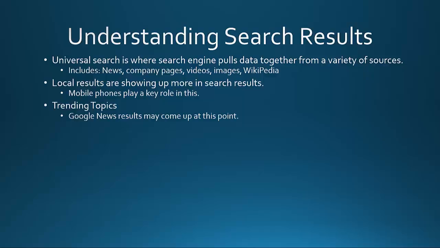Trending topics. Google News results may come up at this point. So if you're trying to get traffic for a trending topic, like let's say election results, that would be a really good time, depending on what your niche is about. You could do this if your website is about selling, let's say, something to do with ammunition, or maybe you're selling targets for people that have guns and they want to do target practice.